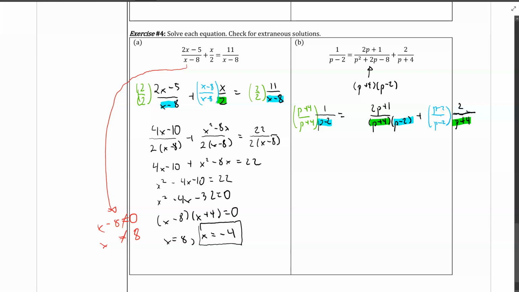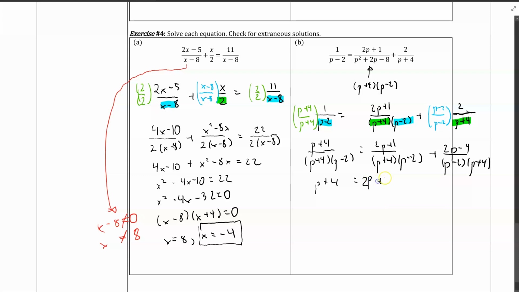And now that all the denominators are the same, we will be able to ignore them later. But first, let's distribute. So the first fraction is going to be p plus 4 all over. Don't forget, we don't actually need to multiply the denominators. That's just creating more work. The second fraction is 2p plus 1 over p plus 4 and p minus 2. And then the third fraction is 2p minus 4 over p minus 2 and p plus 4. And now let's go ahead and ignore the denominators, which gives us p plus 4 equals 2p plus 1 plus 2p minus 4.